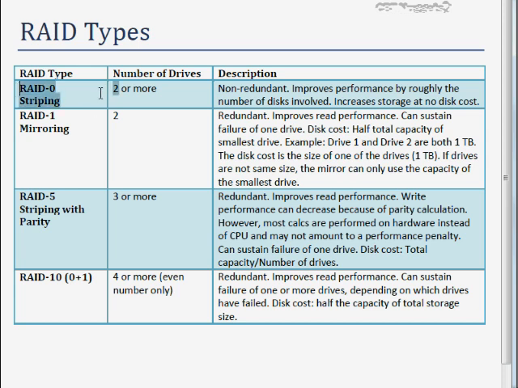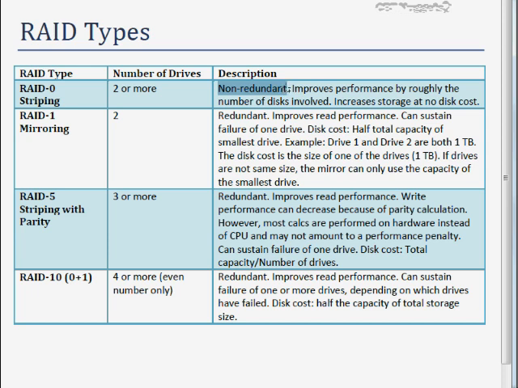But on the basic level, on the lowest level of this, you can have RAID 0. By the way, 0 doesn't mean that it's the least of all of these. It just depends on what your purpose is. This is also known as striping. And with this, you need 2 or more hard drives. This is non-redundant, so if one of the hard drives fails, you lose all of the data. And it does improve the performance by roughly the number of disks involved.